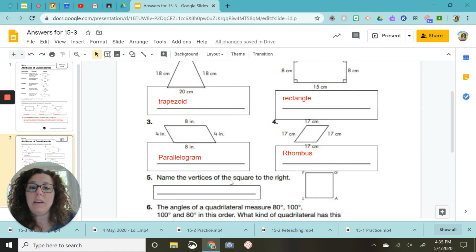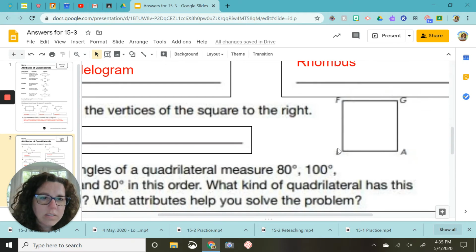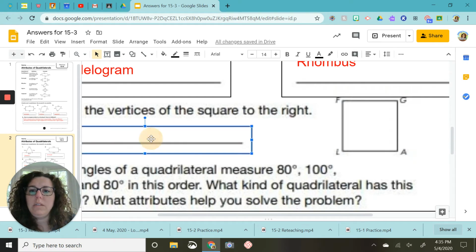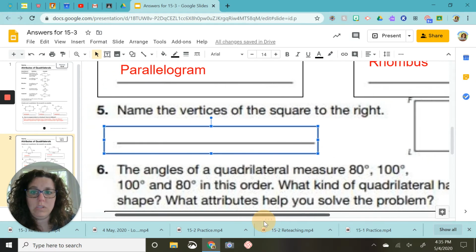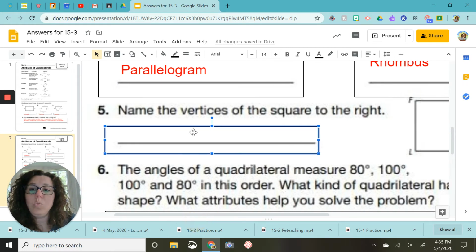Name the vertices of the square to the right. Okay, and actually, I don't even know what that letter is. I'm going to have to make it even bigger. Zoom in. Looks like an L. All right, so for this question only, I'm going to name it. I'll keep my screen really zoomed in. Just remember, wherever you start, you go around. So if you're going to start with A, you can do A, G, F, L, but just always go around. It will make your life easier when you get into high school.